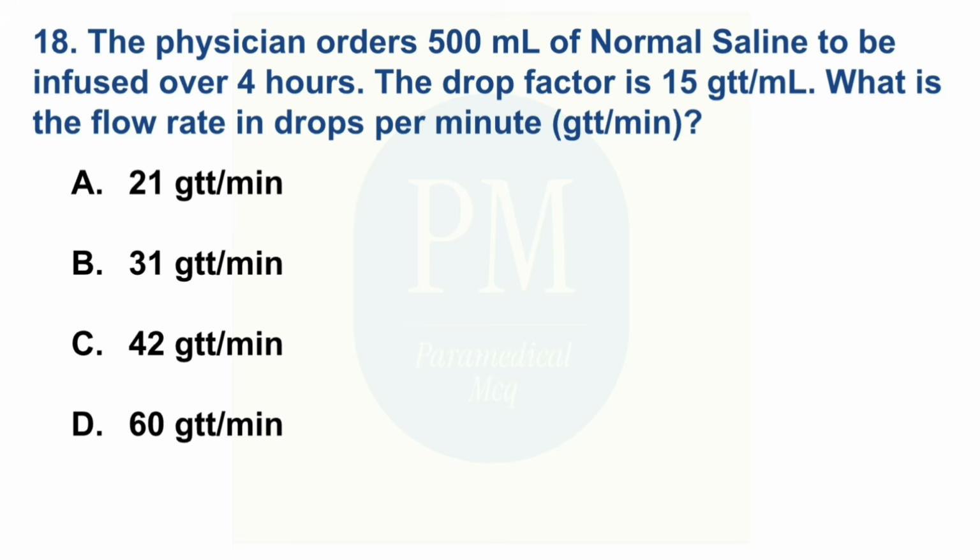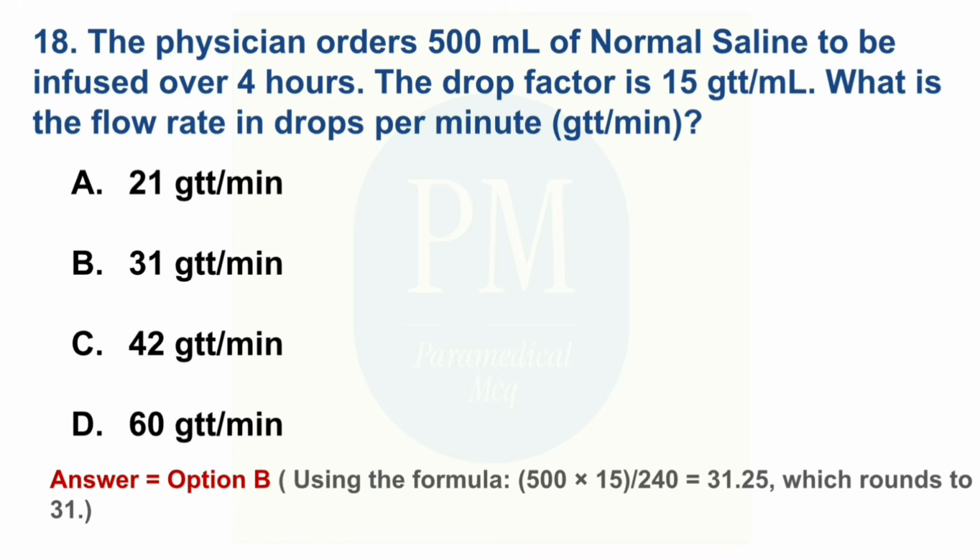The physician orders 500 ml of normal saline to be infused over 4 hours. The drop factor is 15 GTT per ml. What is the flow rate in drops per minute? Option A, 21 GTT per minute; option B, 31 GTT per minute; option C, 42 GTT per minute; option D, 60 GTT per minute. The correct option is option B, 31 GTT per minute.